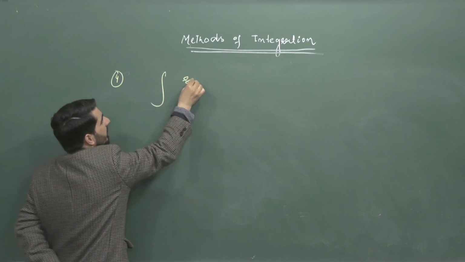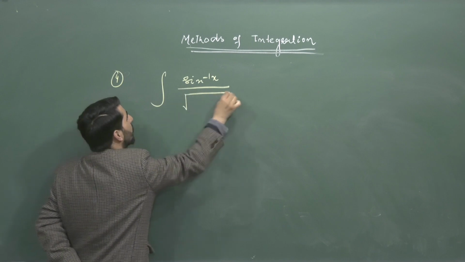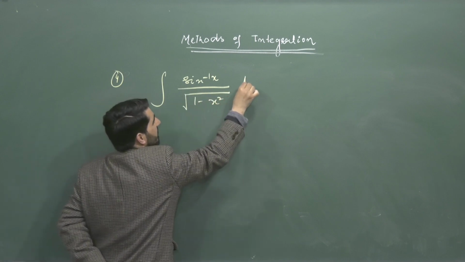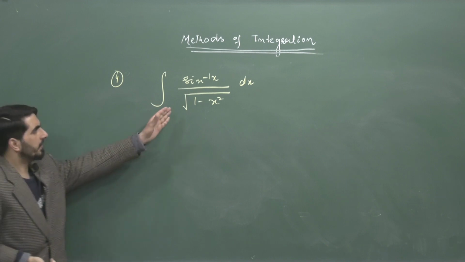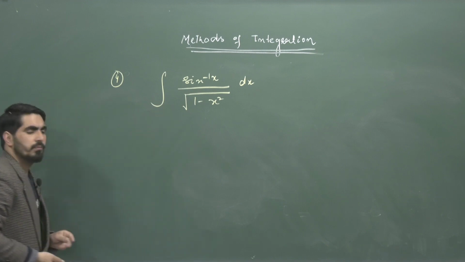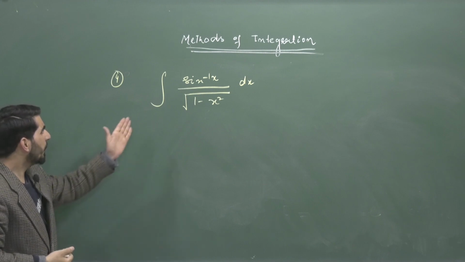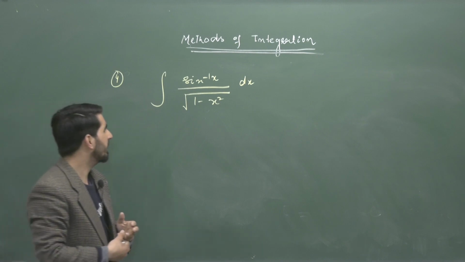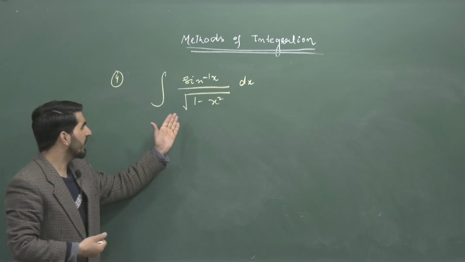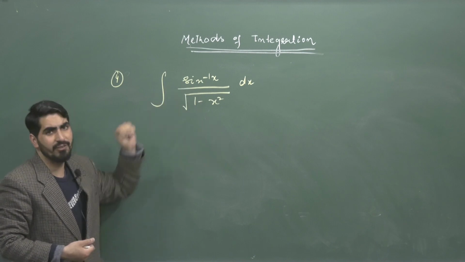Now let's take example number 4 related to the same concept. Integrate sin inverse of x divided by square root of 1 minus x square dx. We have to integrate this function. Now, if we put square root of 1 minus x square is equal to t, we know that there is no differentiation of the square root of 1 minus x square, so that we will get sin inverse of x.